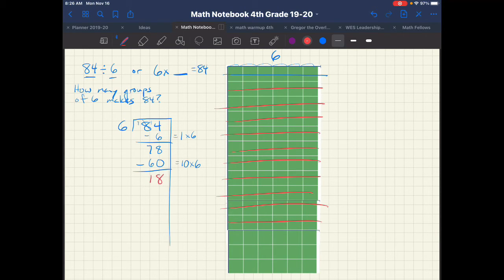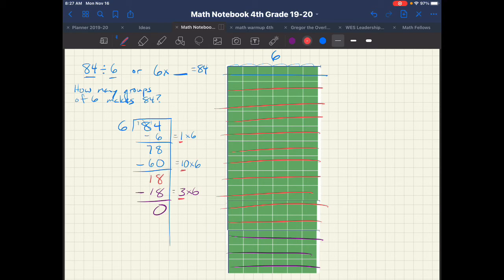We have 18 left. So far we've used 11 groups of 6, but we've still got quite a few more. Looks like I've got 3 to get rid of, 3 groups of 6. 3 groups of 6 is 18. So I subtract that. I've got none left. You can see in my picture I've crossed them all off.